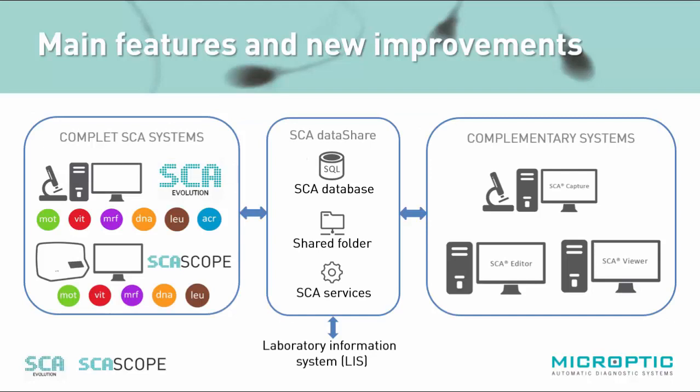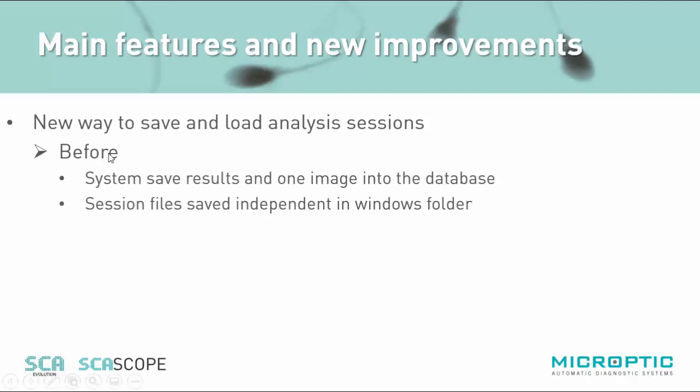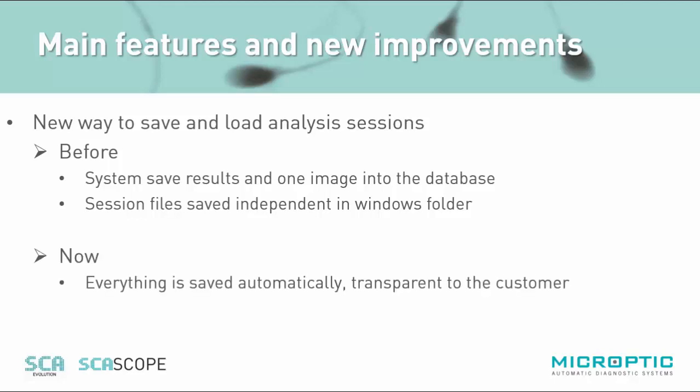If I come back to the previous diagram, I can see here the SCA data share. Now, in this 6.5 version, there is a new way to save and load the analysis sessions. Before, for the persons that had the system before, you know that the system saved the results and one image into the database, but all the sessions were saved independently in different folders. So it's difficult sometimes to remember where the session files, the analysis files, are. And if you want to open from other systems, it's difficult.